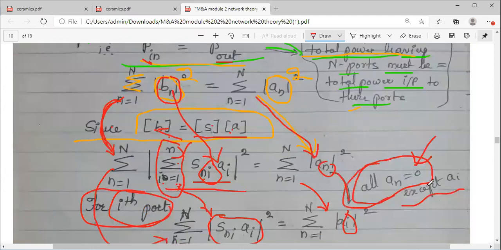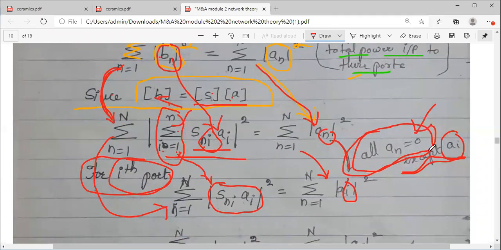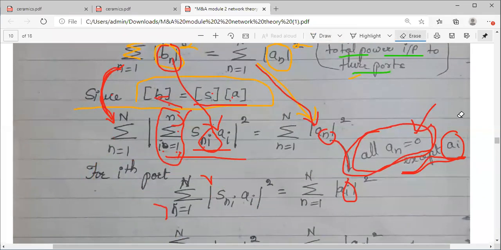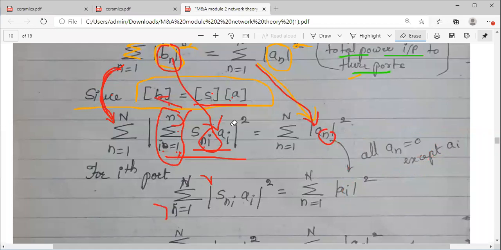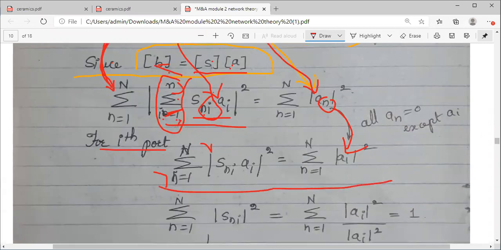All a_n equal to 0 except a_i. So whichever port we are considering, for the others we don't have any wave, so a_n will be equal to 0. If I consider only the i-th port, then instead of a_n, the RHS will become a_i, and the summation goes away because I want only one port. So this is your equation.